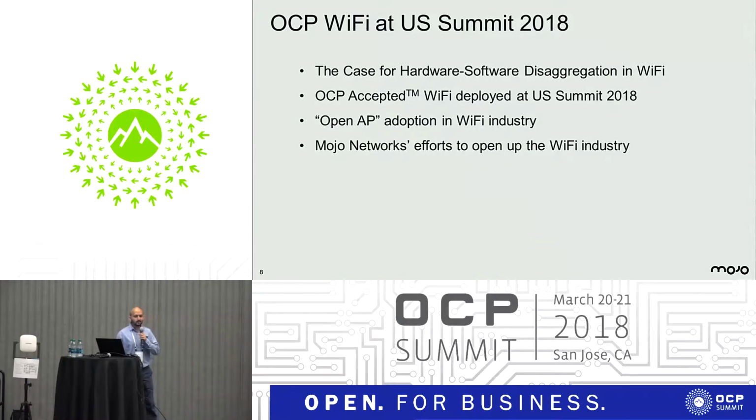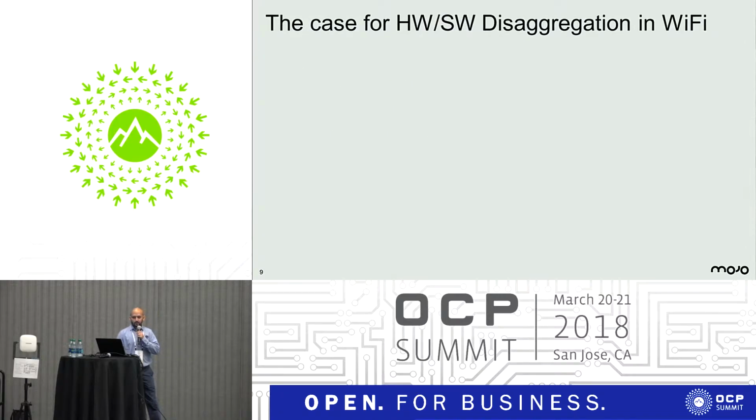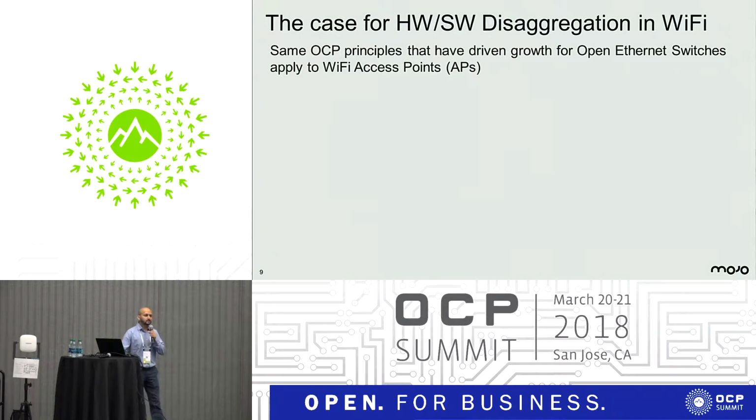So this is the outline of what I'm going to present. We're going to make the case for hardware-software disaggregation in Wi-Fi. Then we'll talk about the OCP Wi-Fi, which we have deployed over here. Then I'm going to go over what it's going to take for the adoption of open APs in the Wi-Fi industry. There are some issues that need to be discussed, some challenges there. And then we'll talk briefly about what we are doing as a company to bring about this change in the Wi-Fi industry.